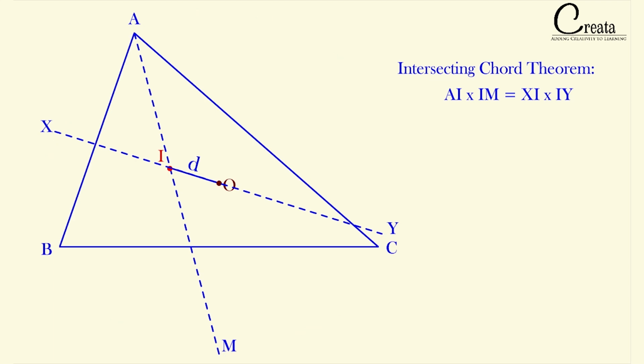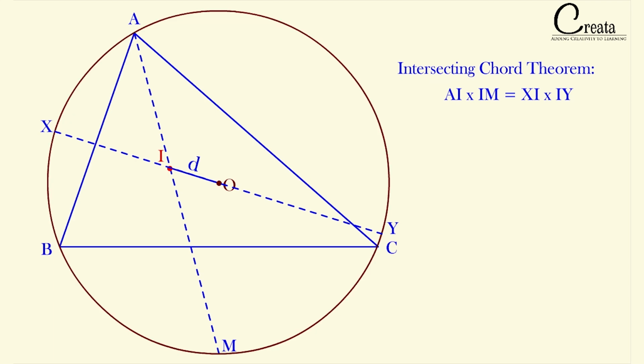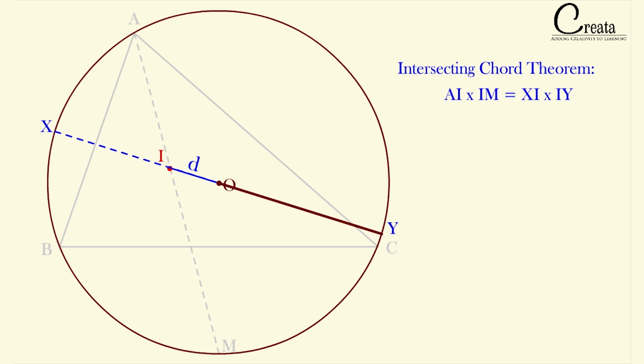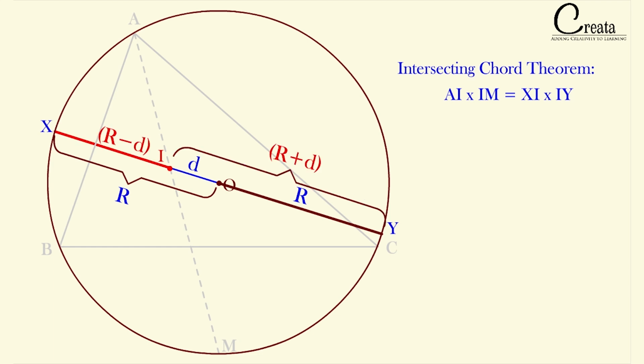Moving further, this is the circumcircle and the center of the circumcircle is point O. So can we denote this line segment OY as capital R, that is the radius of the circumcircle? And OX is also equal to capital R, that is also the radius of the circle. So can we replace XI with R minus D and IY with R plus D?